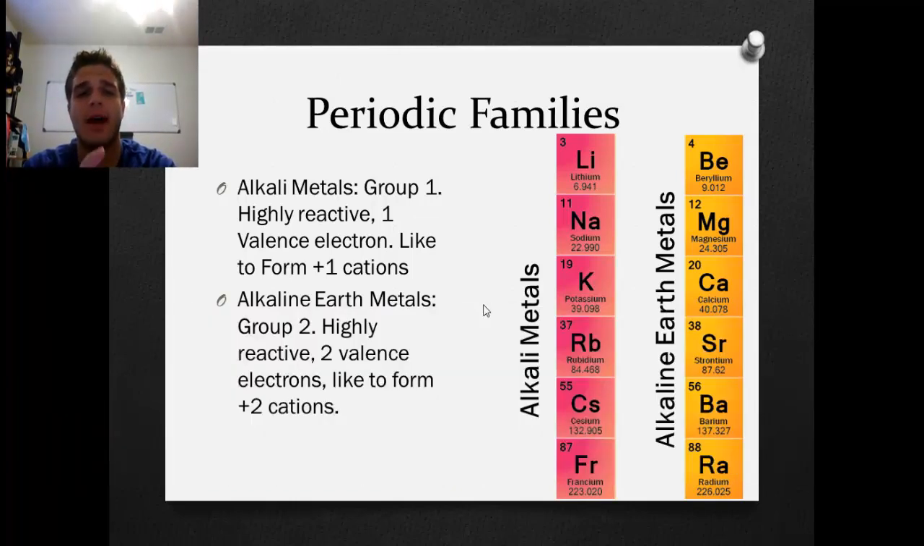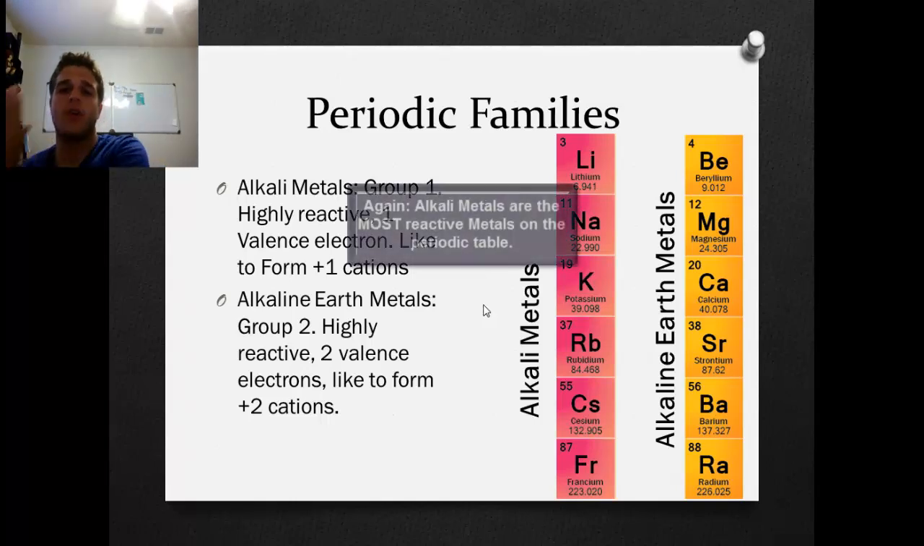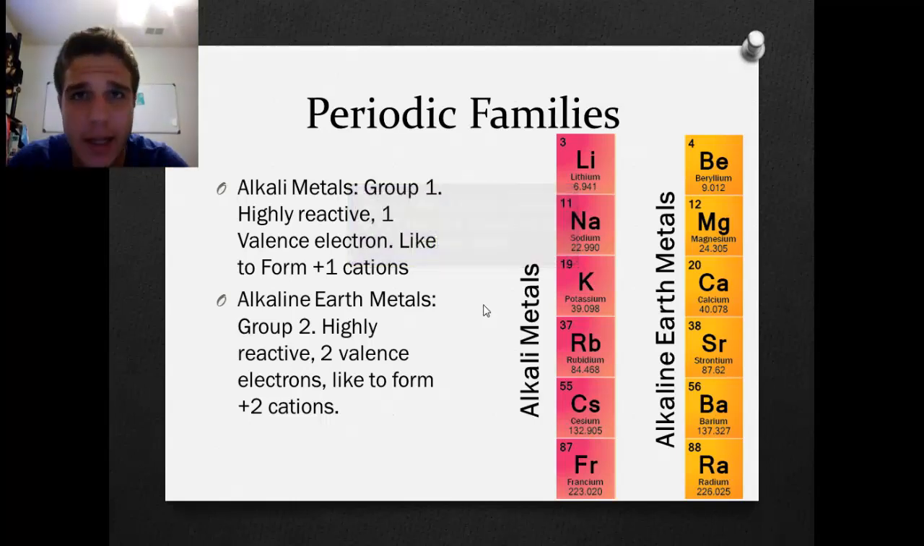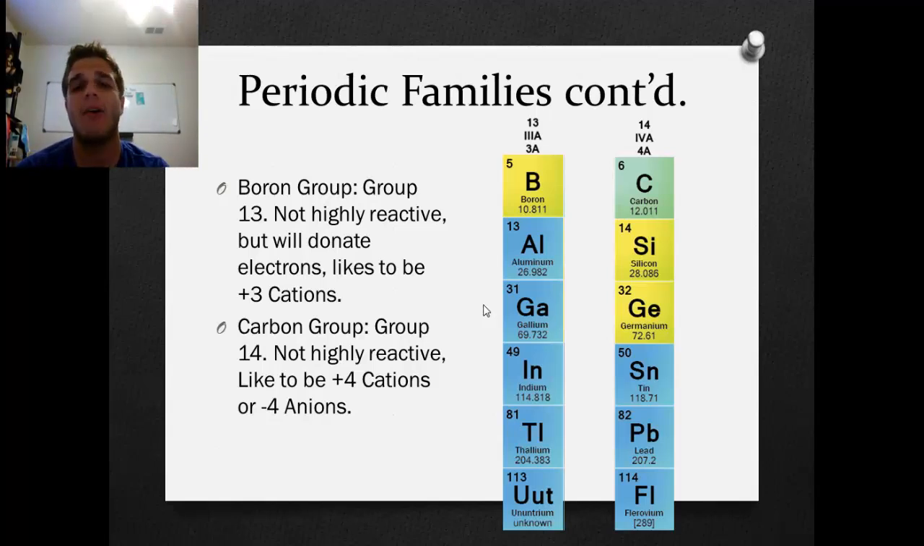So just remember, alkali metals form +1 ions and alkaline earth metals form +2, okay? Now, the alkali metals are the most reactive metals on the periodic table, okay? They will readily give that electron up. They don't want it, okay? Now, the reactivity kind of decreases as you go across the periodic table, but these guys, lithium, sodium, potassium, etc., really want to get rid of that electron, okay? Don't forget that. Now, we get into the nitty-gritty, the nonmetals and the metalloids.